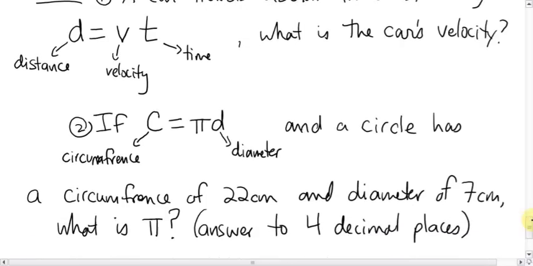A formula that you've heard before: circumference equals pi, remember that thing is pi, times diameter. Circumference equals pi times diameter. So that's the formula, and we're told that a circle has a circumference, or c, of 22 centimeters and a diameter of 7. What is pi? Figure out what pi is, to 4 decimal places. I'm guessing you have heard of pi. If you haven't, well, I'm telling you now. That little symbol is pi.